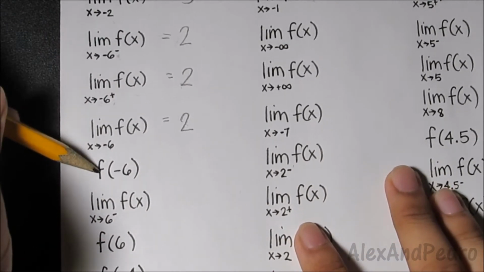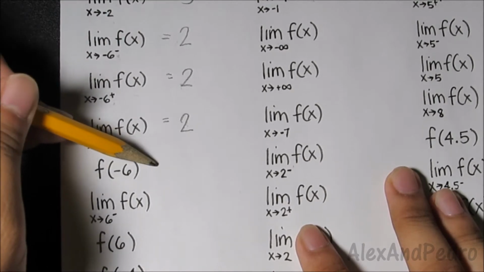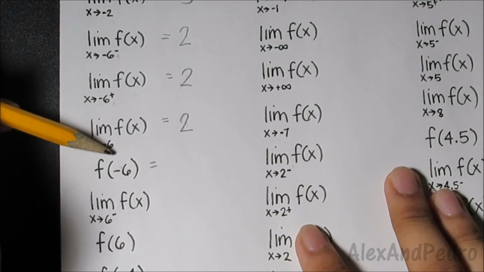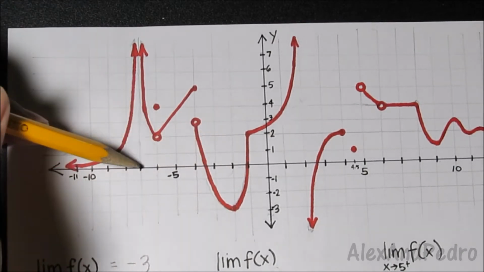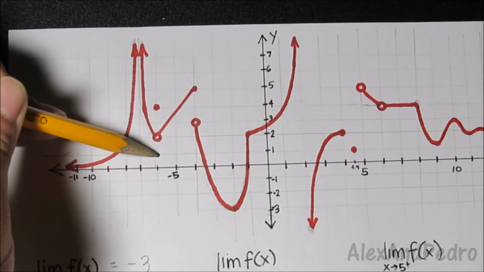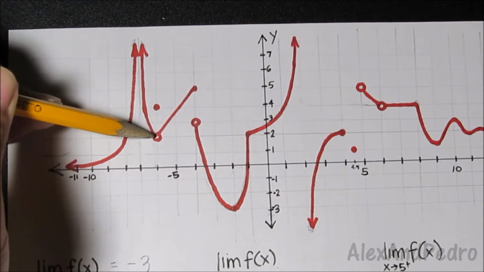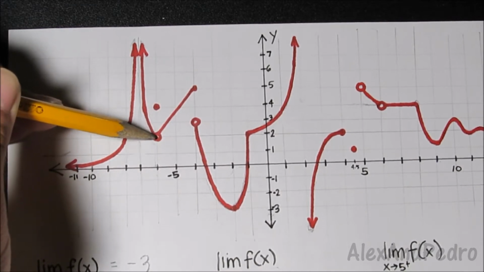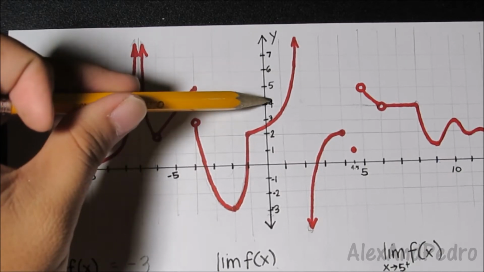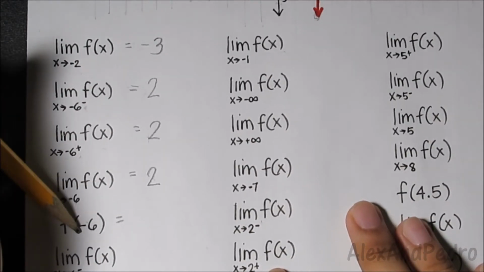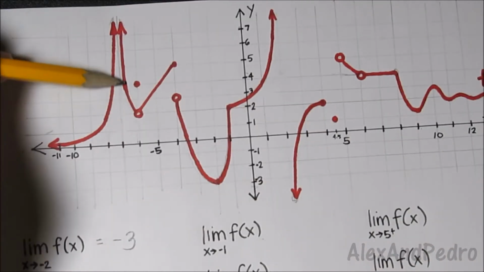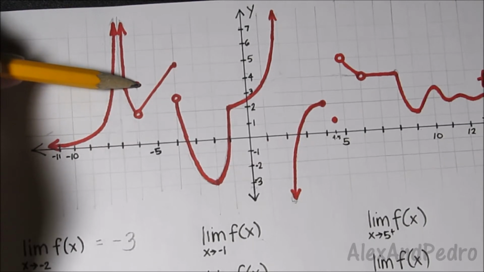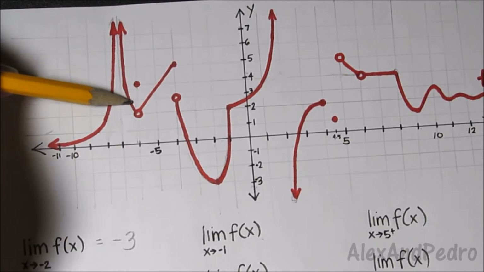Now look at this. f of negative 6. Wait, is the answer for this similar to this? Let's see. So, this is not a limit. From the function, we look at negative 6. Now we go up. Okay, we can't stop here because this is empty. It's a circle. So we go up even more. It's 4. So f of negative 6 is 4. See? The limit does not care about where the point is. What matters is where it approaches.